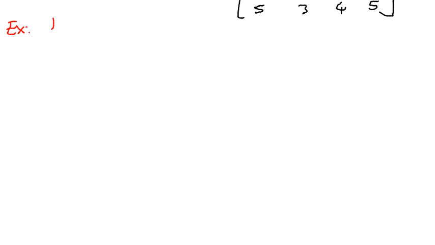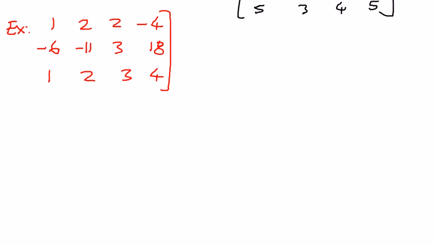So let's say we have 1, 2, 2, negative 4, and then we have negative 6, negative 11, 3, and 18, and then the third row is 1, 2, 3, and 4. Let us say we have a matrix of this kind, and we want to be able to multiply a row by a non-zero number and then either add it to or subtract it from one of the rows. And the way to do that is as follows. We're going to write it out in these different steps.